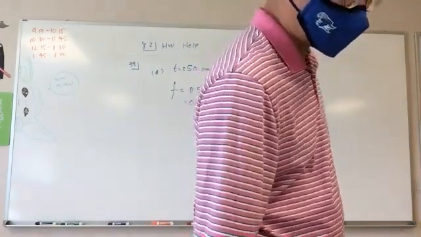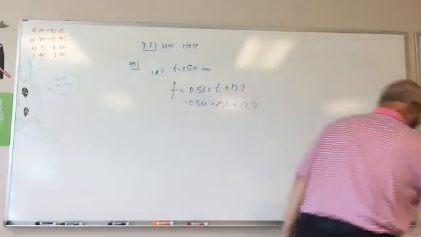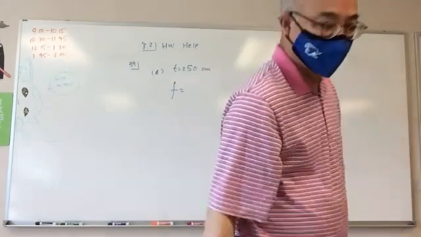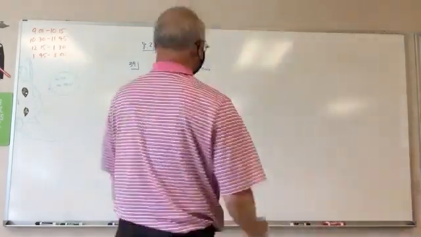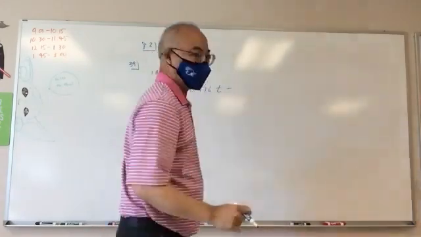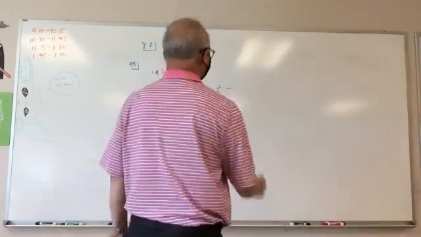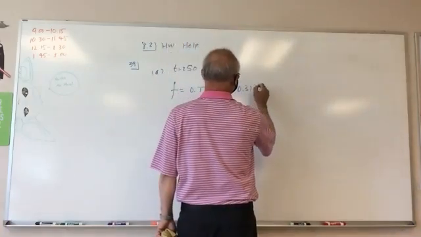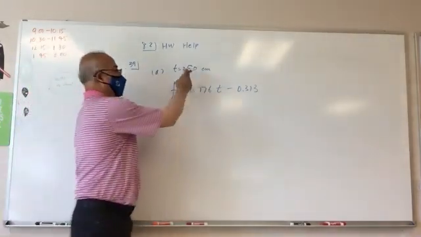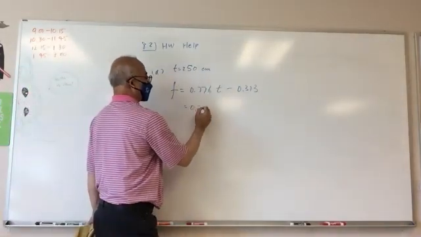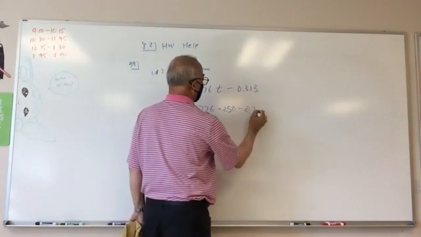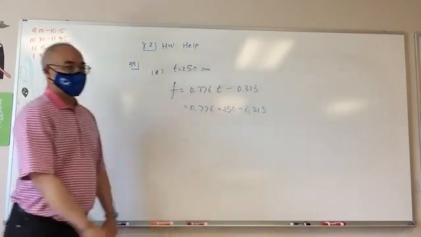For the scalloped hammerhead, the equation changes, and the equation is now 0.776 T minus 0.313. Right? Okay, so this time we would do the same thing. You put the 250 in here, it would be 0.776 times 250 minus 0.313. Okay.